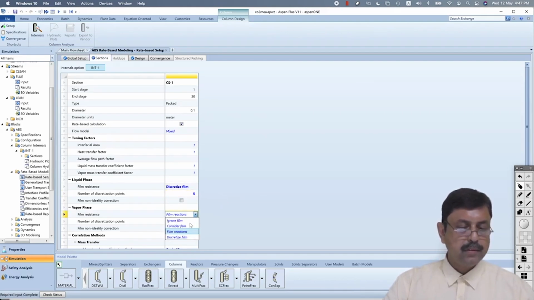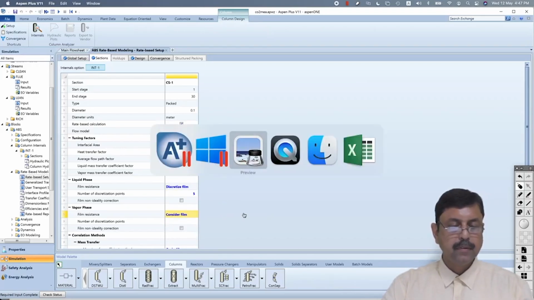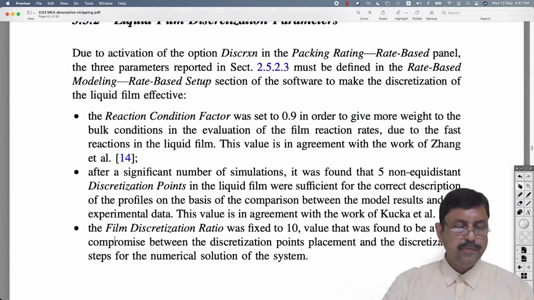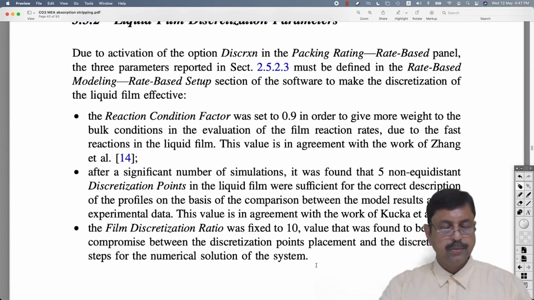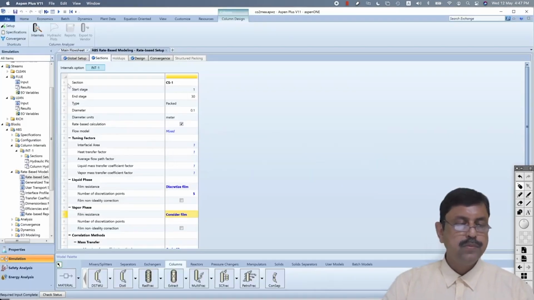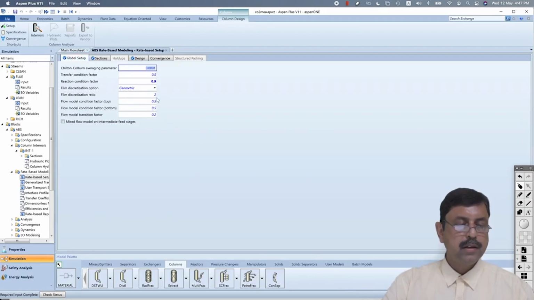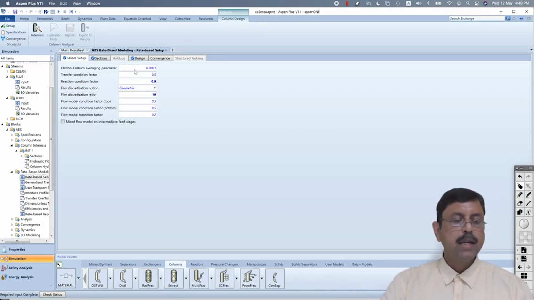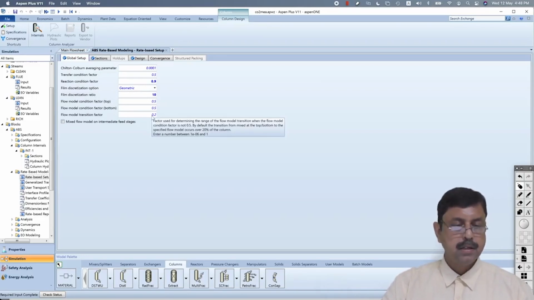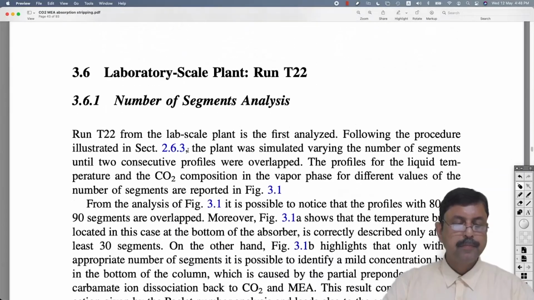For the vapor phase, we'll also consider the film, and then the film discretization ratio was fixed at 10. That was found to be a good compromise between discretization point placement and discretization steps for the numerical solution of the system. So we shall look for the film discretization ratio and put it as 10. All other things we can just keep as they are. Okay.